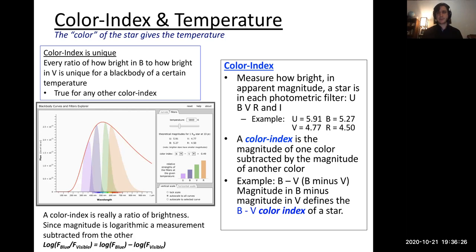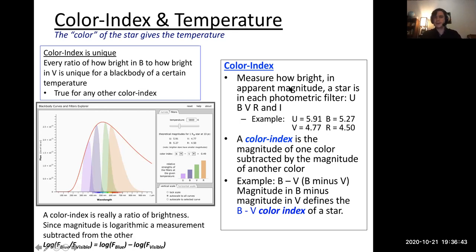You don't need to measure its full blackbody spectrum. You can just make two quick measurements of how bright it is in two different filters, and that can give you the temperature of the star. So we define what we call the color index.